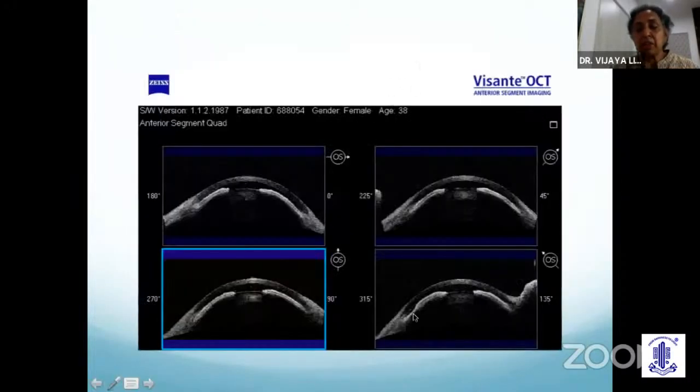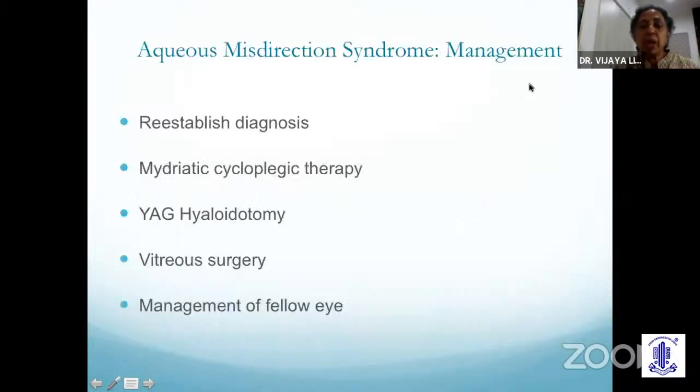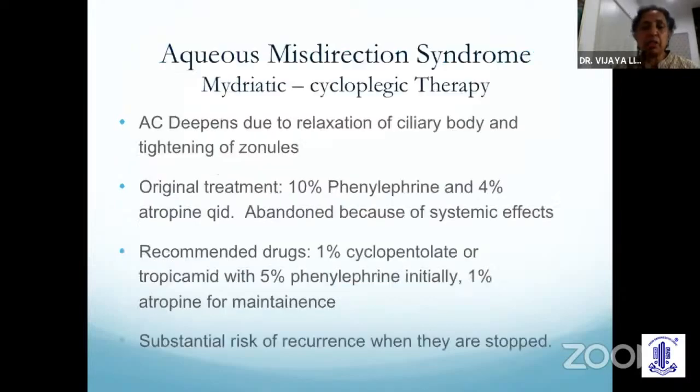And this is an A-scan photograph showing axial shallowing. That's how the entire lens iris diaphragm has shifted forwards with the expansion of the vitreous. So when we are managing it, make sure you are dealing with aqueous misdirection, and re-establish your diagnosis. Start with the mydriatic cycloplegic therapy. YAG hyaloidectomy can be considered, and vitreous surgery is considered for eyes that don't respond to conservative treatment. And management of the fellow eye is very important, because that needs a lot of planning and also convincing the patient how important it is to take care of the other eye to avoid aqueous misdirection in the future.